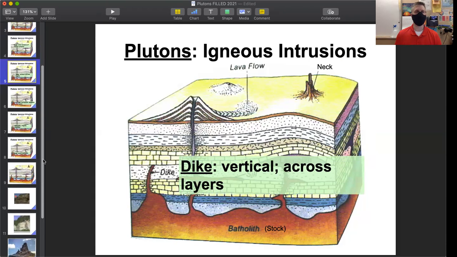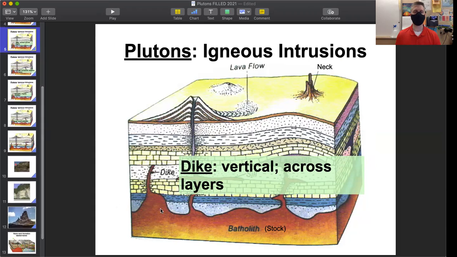Next one is dike. So a dike is an intrusion that cuts across layers. So it doesn't have to be perfectly vertical. It can be at an angle, but if it's cutting across layers, then that's considered a dike. And this is just created from magma being forced through cracks and fissures within rocks.